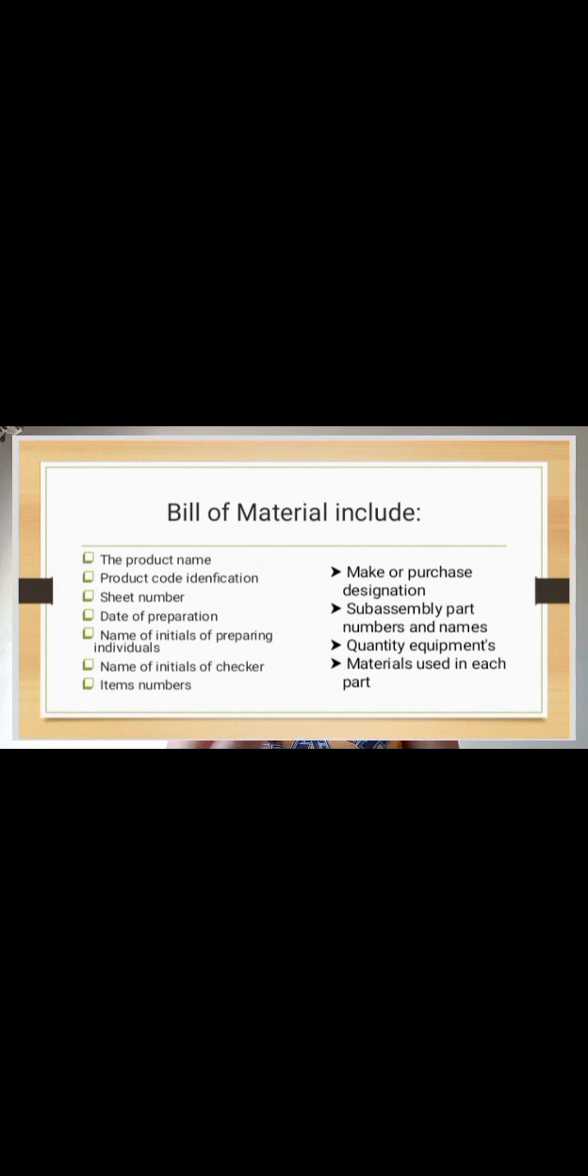The bill of materials includes the product name. You should brand your product so it is easy to find in the market. Then, product code identification, so it is easy to detect what you manufactured: sheet number, date of preparation, name or initials of the preparer, initials of checker, item numbers, make or purchase designations, part numbers or names, quantity, equipment, and materials used in each part. So, that is the modern bill of materials. Thank you for listening.